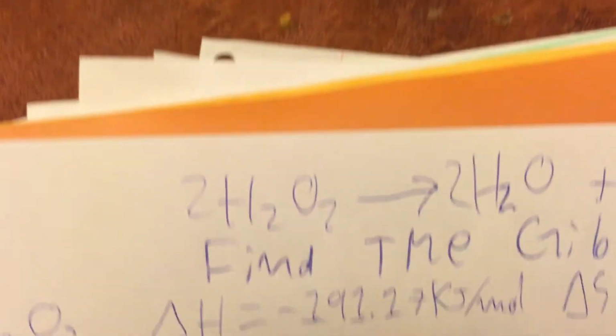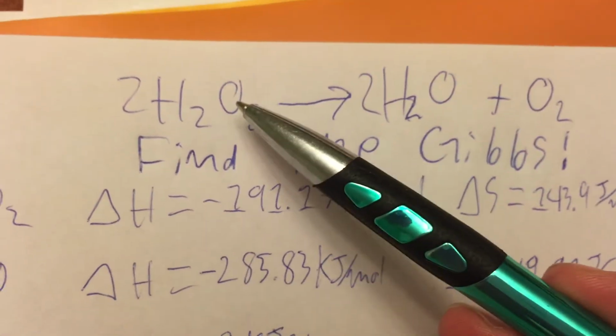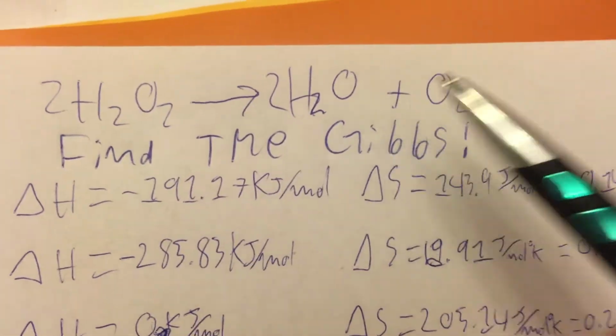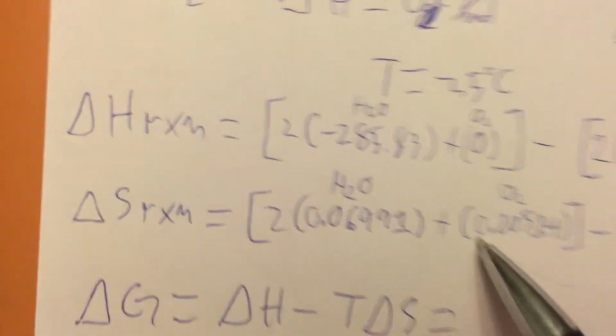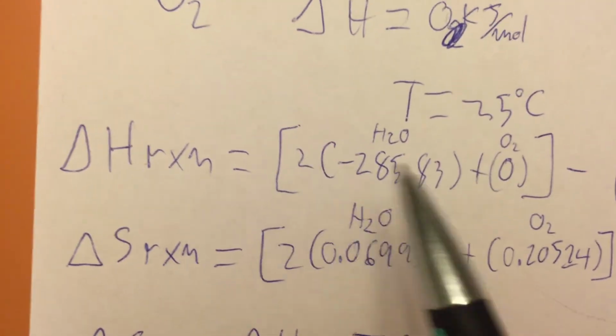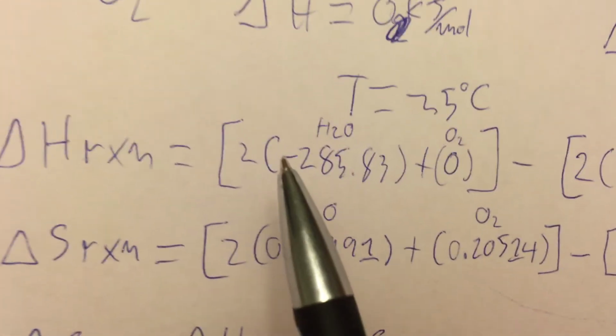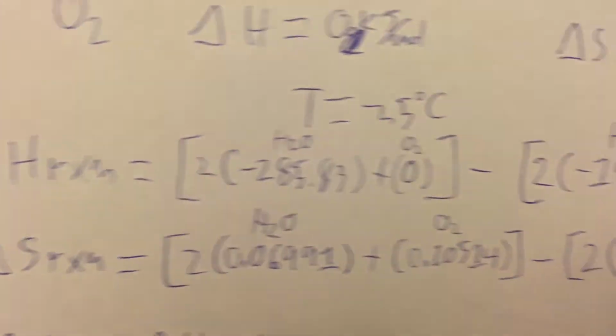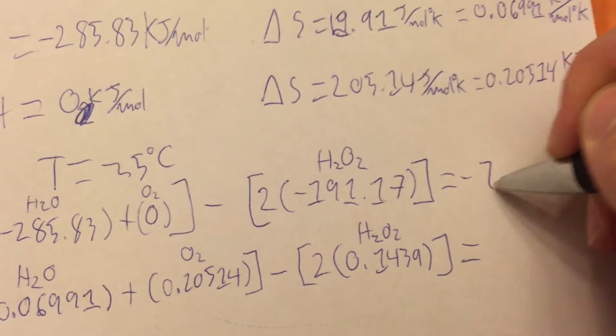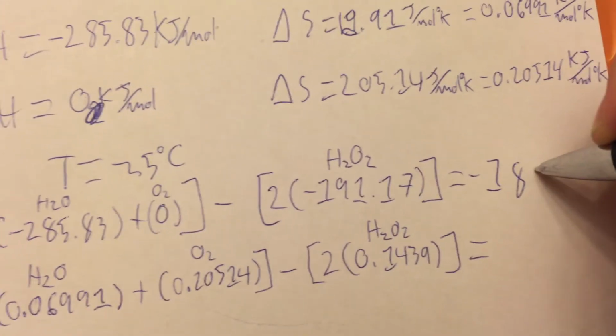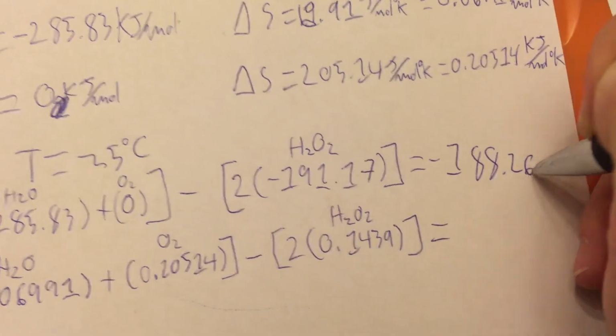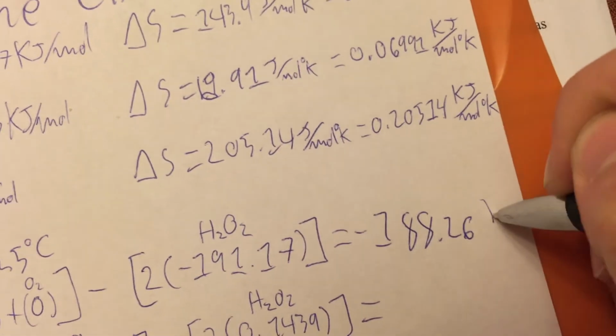So the reactants here is hydrogen peroxide reacting to create the products H2O and O2. Here, because there's two H2Os, you have to multiply its enthalpy by 2. That value, you subtract by the value of H2O2. So let's calculate that really fast. That would be about negative 188.26 kilojoules per mole.